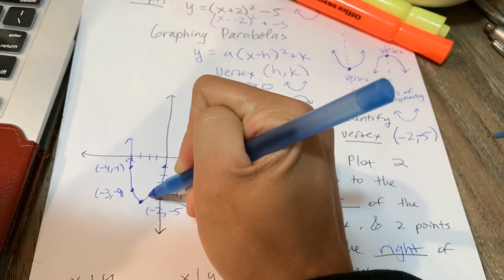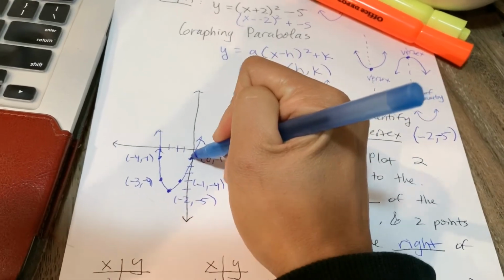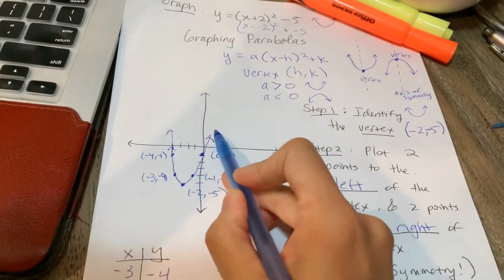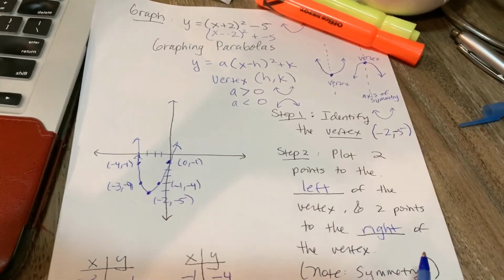So as you can see, pretend I actually drew through this. This is a parabola with a vertex here, and the left side is symmetrical to the right side. Hope that makes sense.